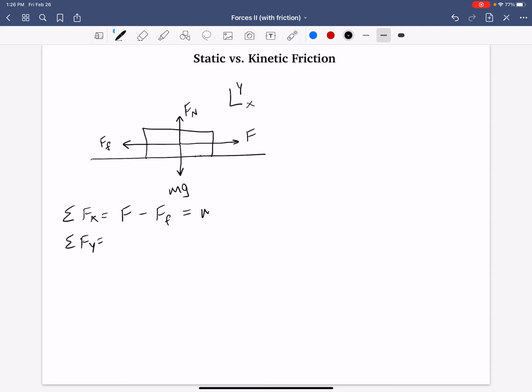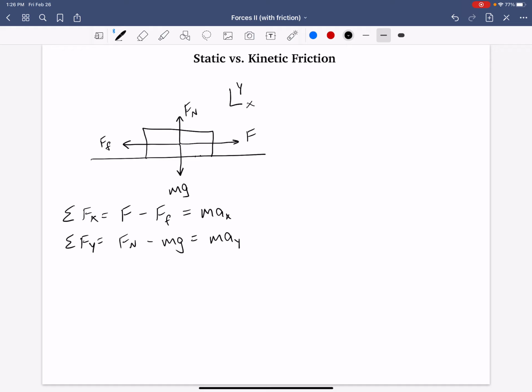And that always equals ma. In the y direction, very similarly, we have Fn minus mg equals ma in the y direction. All right, now the difference between static and kinetic comes from the fact of whether the box is moving or not. Static, it's not moving.